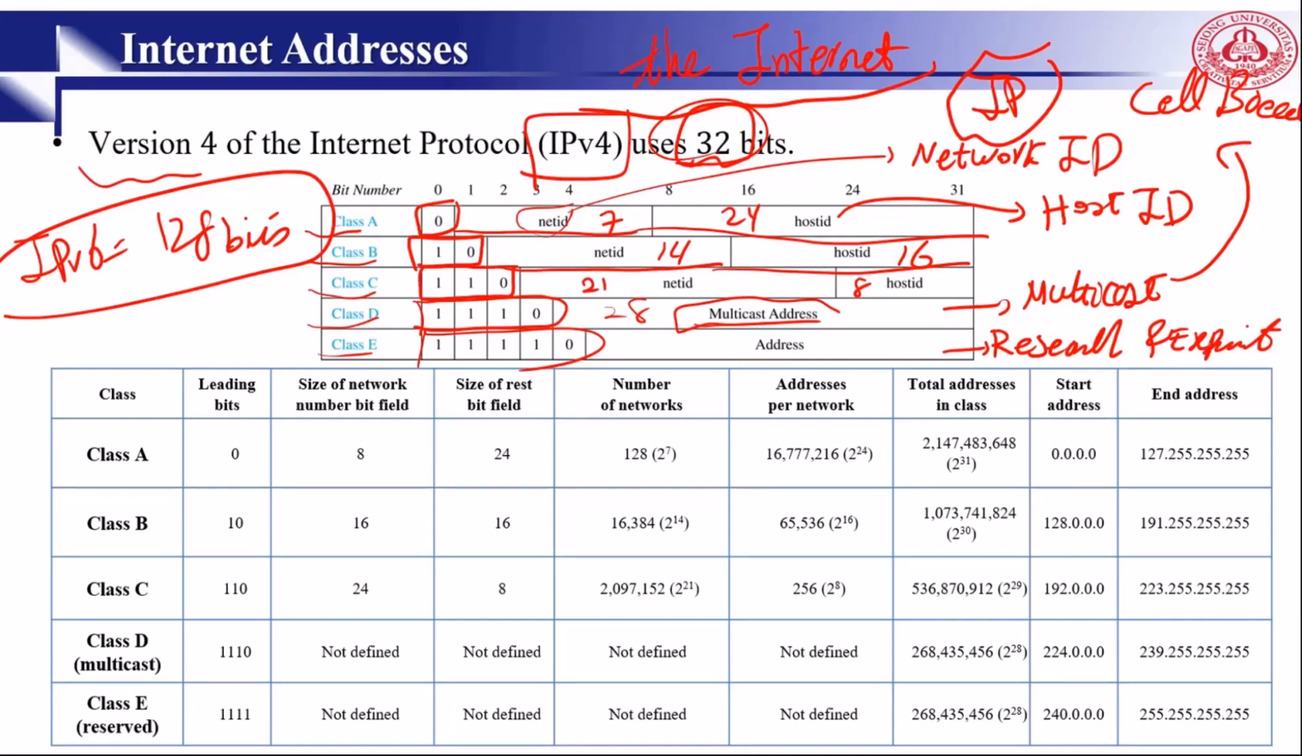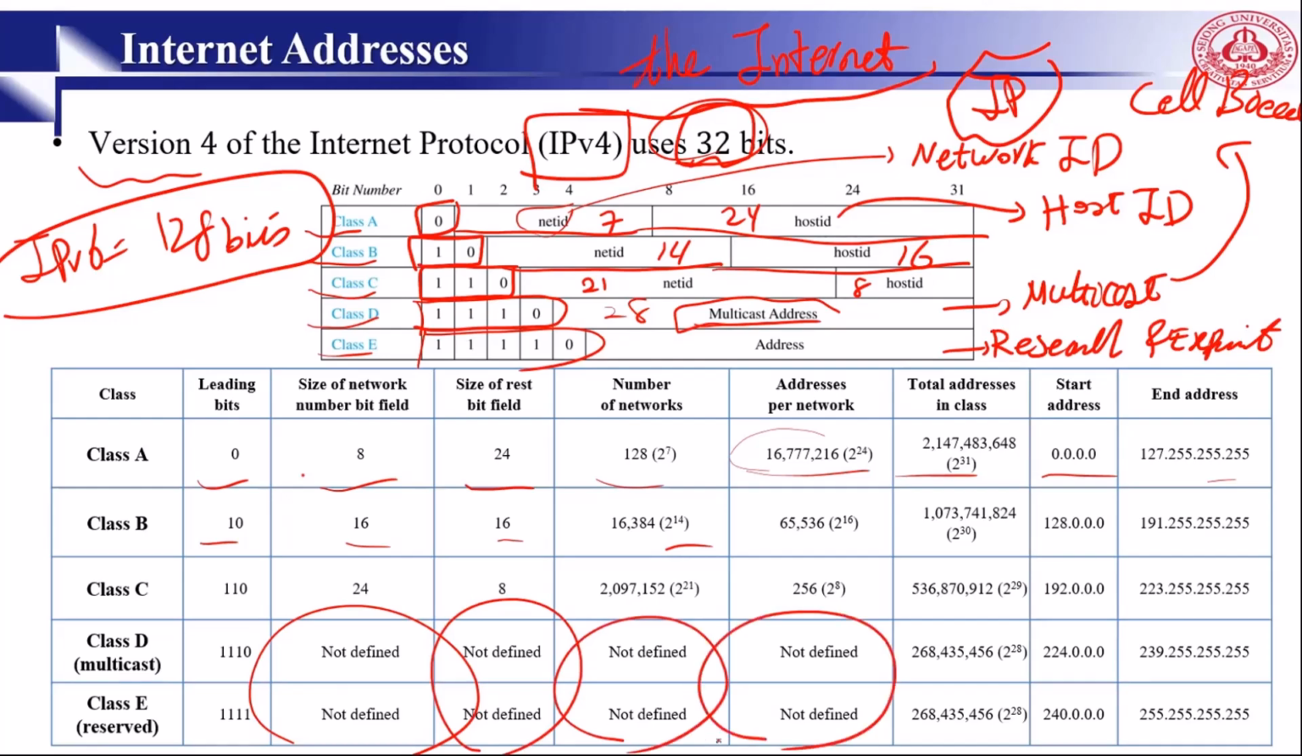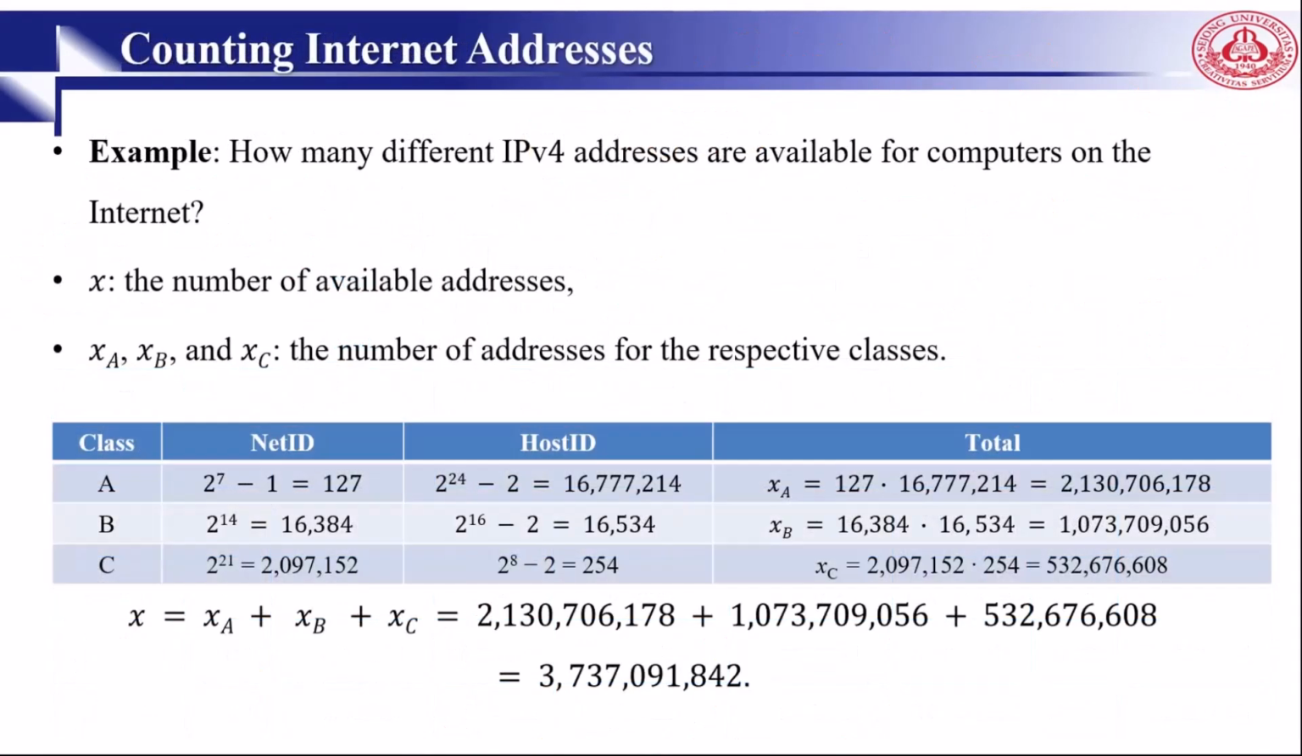Here we can see the characteristics of internet addresses. In class A, the leading bit is 0, and the total is 8 and 24. The number of networks is 128, which is 2 to the power of 7, right? Here we have 2 to the power of 24, which gives the number of hosts and total addresses. Similarly for class B, we have 10 and 16, so you can see the rest, and the entries that are not defined are not used. Now here is an example about internet addresses.